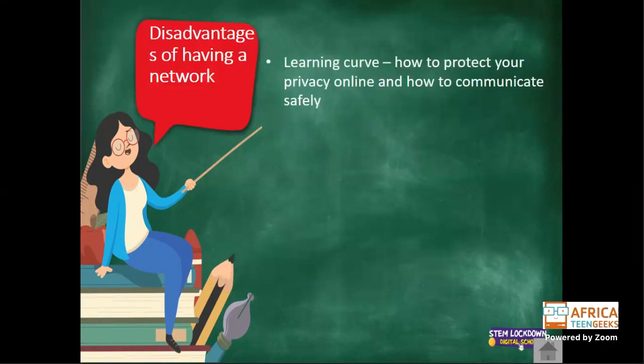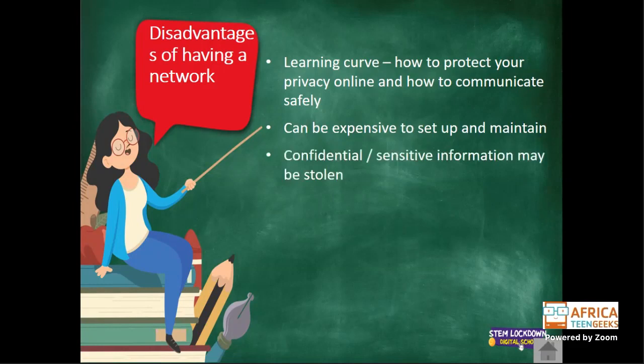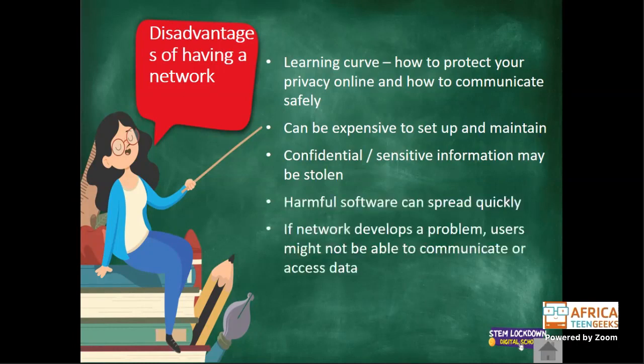Disadvantages: a learning curve, how to protect your privacy online and how to communicate safely, more especially if you are new to the computer. It can be expensive to set up and maintain the network. Confidential and sensitive information may be stolen by hackers and crackers on the system. Harmful software can spread quickly, like a virus. If the network develops a problem, users might not be able to communicate or access the data. Central faults in the network can cause loss of data.